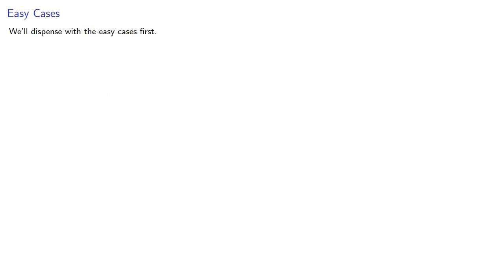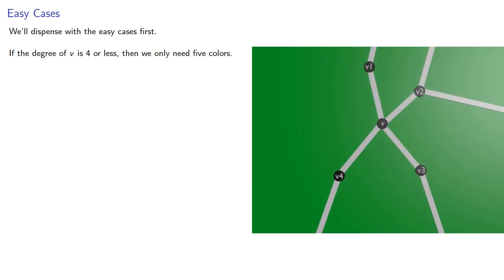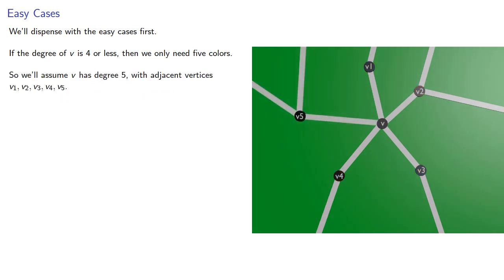We'll dispense with the easy cases first. If the degree of V is 4 or less, then we'll only need 5 colors. That's because when we remove the vertex, we only need 4 colors to color the adjacent vertices, and so when we restore the vertex, we can assign it the 5th color. So we'll assume V has degree 5 with adjacent vertices V1 through V5.